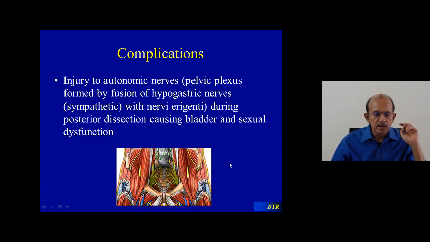Complication of this procedure: injury to the autonomic nerves, that is the pelvic plexus formed by fusion of hypogastric nerves with nervi erigentes, during posterior dissection, causing bladder and sexual dysfunction.